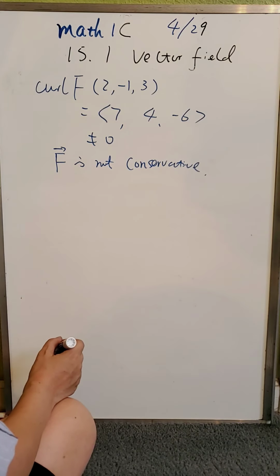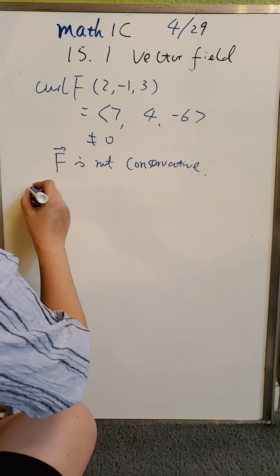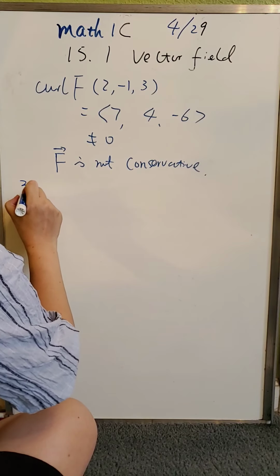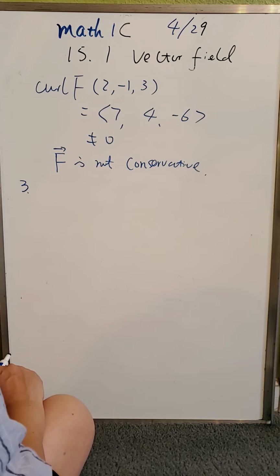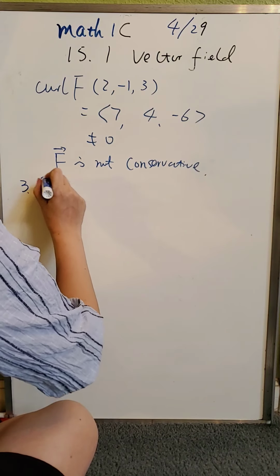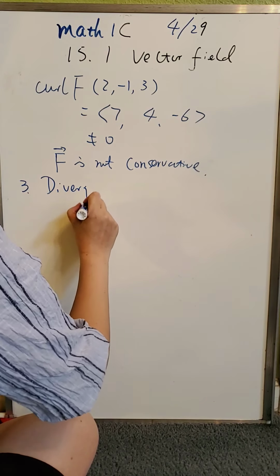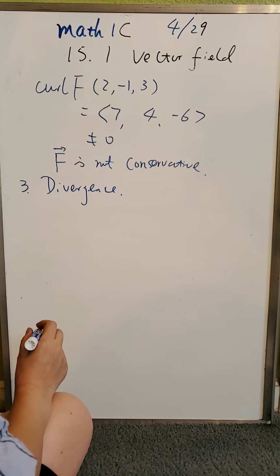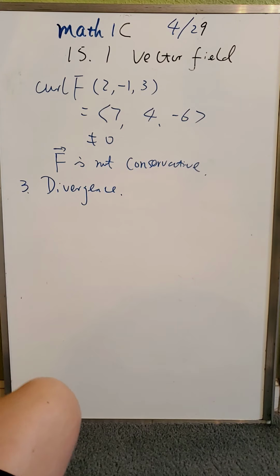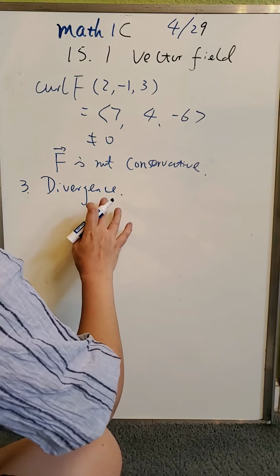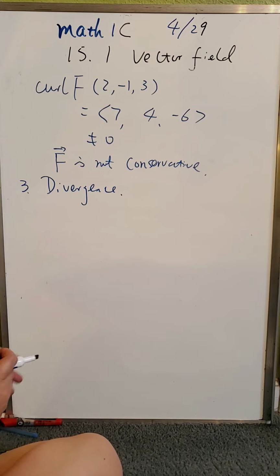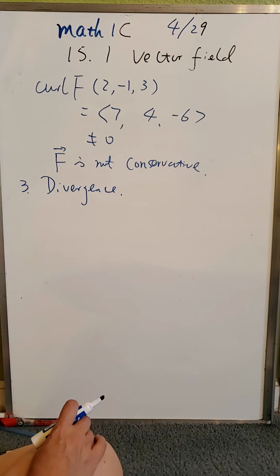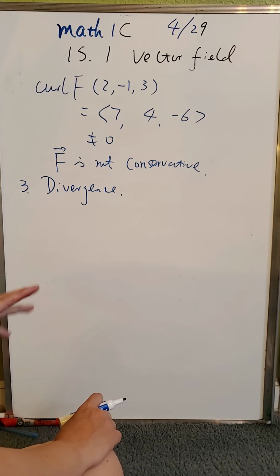And that is for conservative. The number 3 thing we need to talk about is divergence. For divergence, so now what is a divergence first? I just want to summarize a little bit before we get to this part. We learned about the characteristics of a vector field.